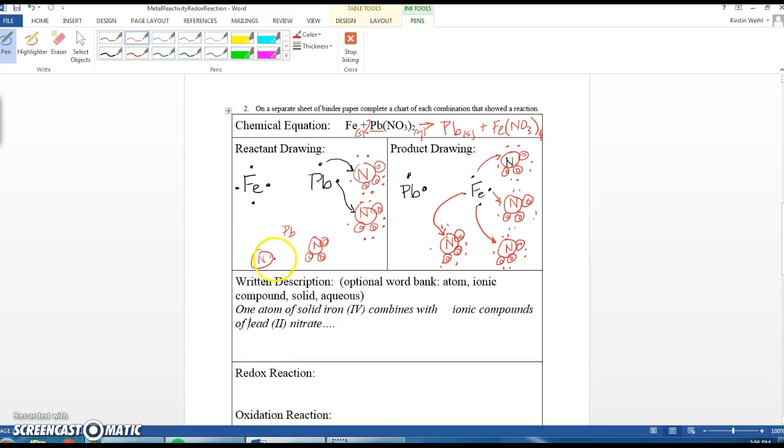another set of Pb(NO3)2. Remember, lead has 2. It gives 2 electrons, 1 each to the nitrate. That means now I've got 4 nitrates just like I do here. I have 1 iron here, 1 iron on this side, but I don't have 2 leads on this side. So I would actually write again that we have a second lead. So this would be where I balance the equation.